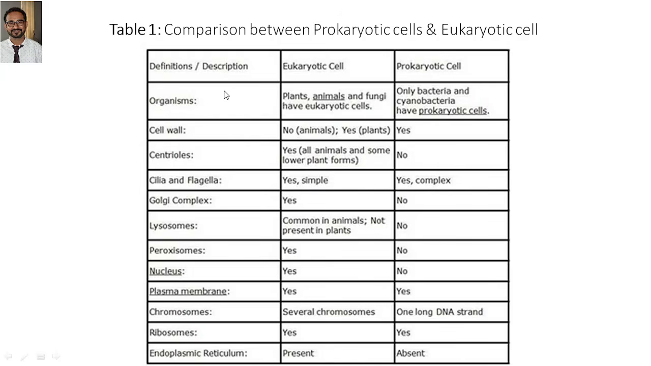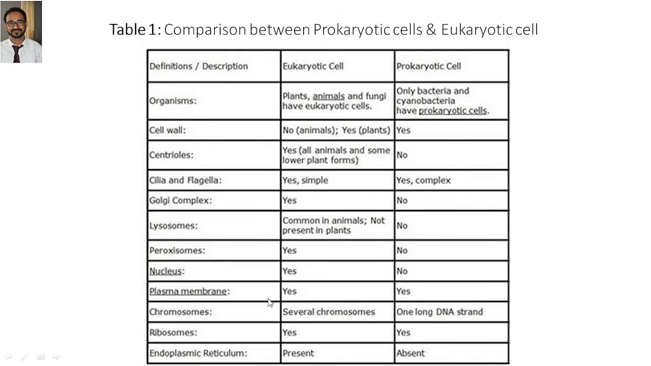We will take a component and then compare organisms. Examples we have already given. Plants, animals, and fungi have eukaryotic cells, whereas prokaryotic examples are bacteria and cyanobacteria. Then the cell wall: in eukaryotes it is not there in animals, but in plants it is there, whereas in prokaryotes the cell wall is there. Centrioles are present in all animals and some lower plant forms, but prokaryotic cells don't have centrioles. Cilia and flagella are present in eukaryotes but very simple, whereas in prokaryotes they are complex. Golgi complex is present in eukaryotic cells but not in prokaryotic. Lysosomes, peroxisomes, and nucleus are also not present in prokaryotic but present in eukaryotic.